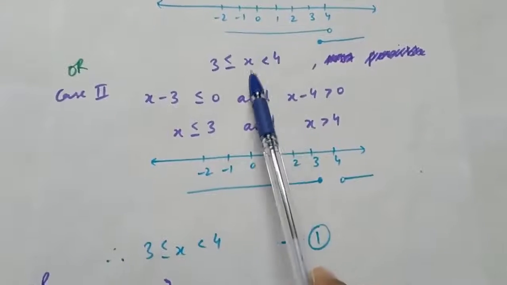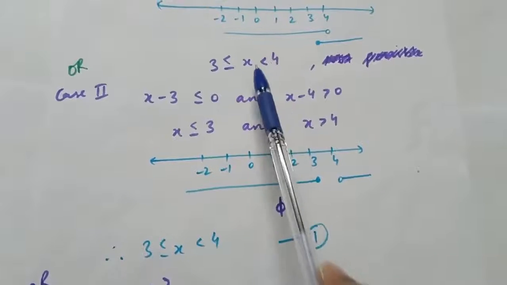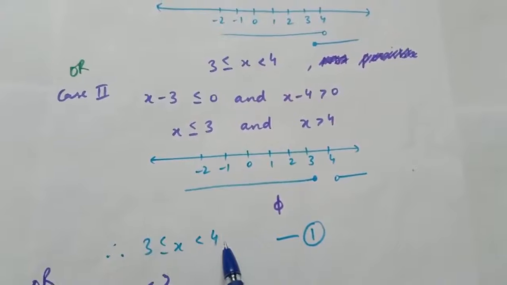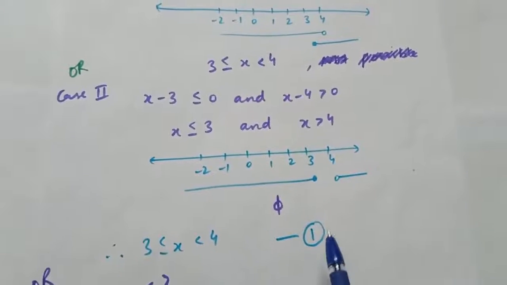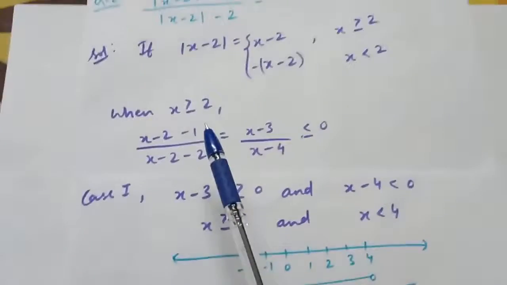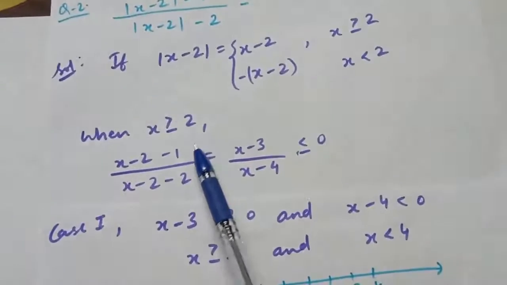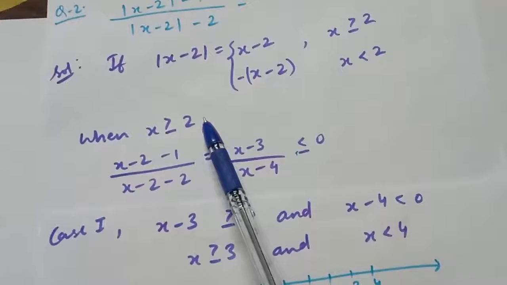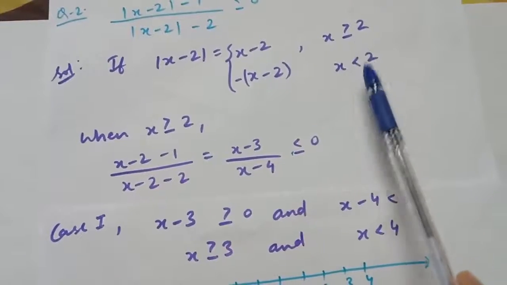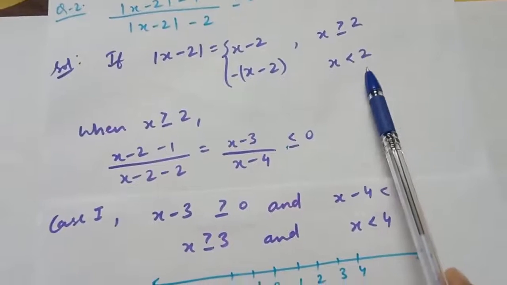So we get that the union of these two will be x is greater than or equal to 3 and less than 4. And let this be as 1. Why 1? Because we got this solution when we have taken this case that x is greater than or equal to 2. Now we will take the second case when x is less than 2, right?